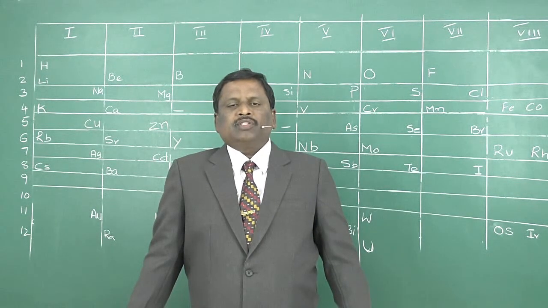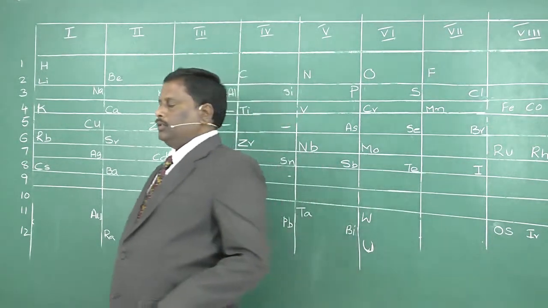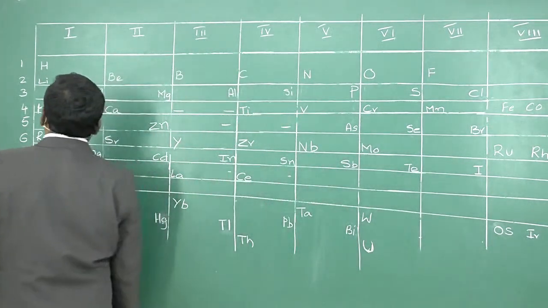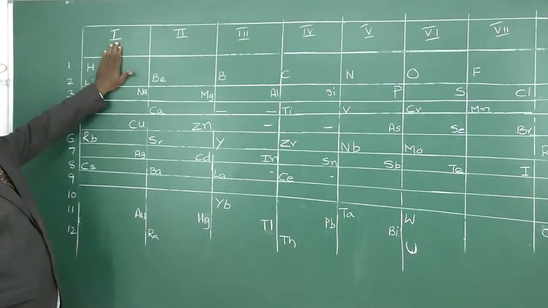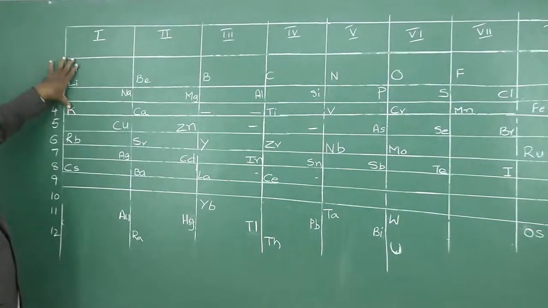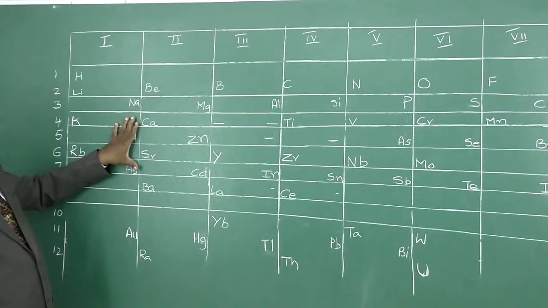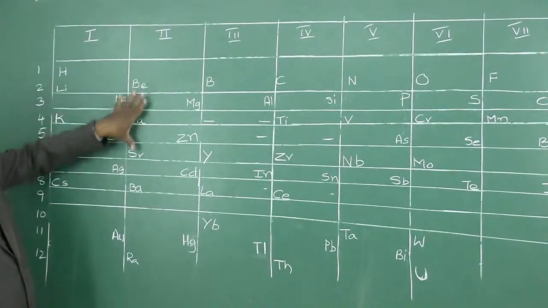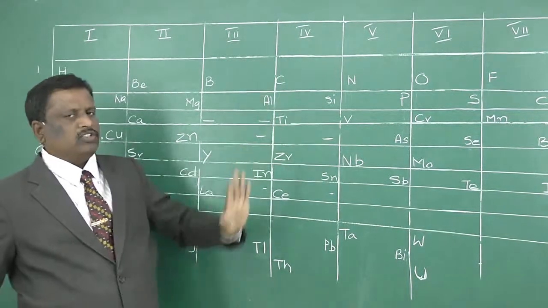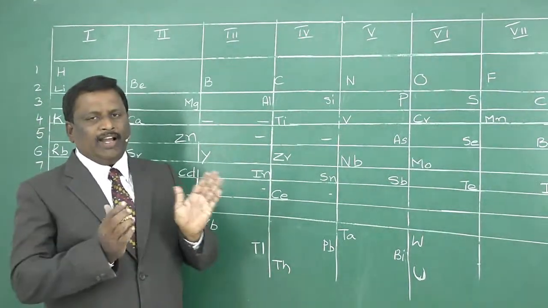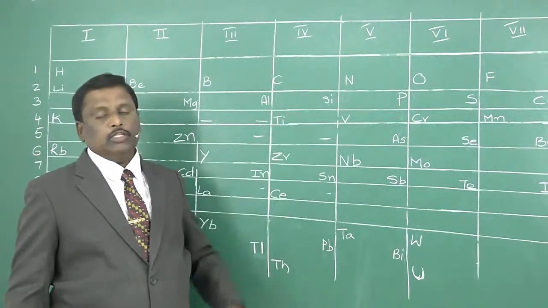These 8 vertical columns are called groups. In all these groups, again he divided each group into 2 subgroups, A and B. This is the first group, and the elements present on the left hand side are group A and on the right hand side are group B. Similarly, in each group you have some elements on the right hand side and some elements on the left hand side. So he divided each group into 2 subgroups except for the 8th group.